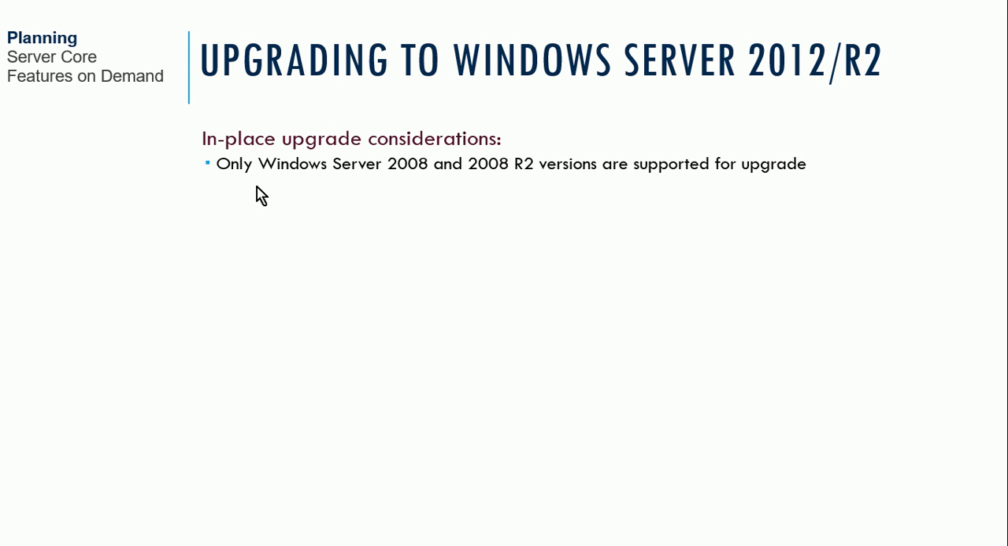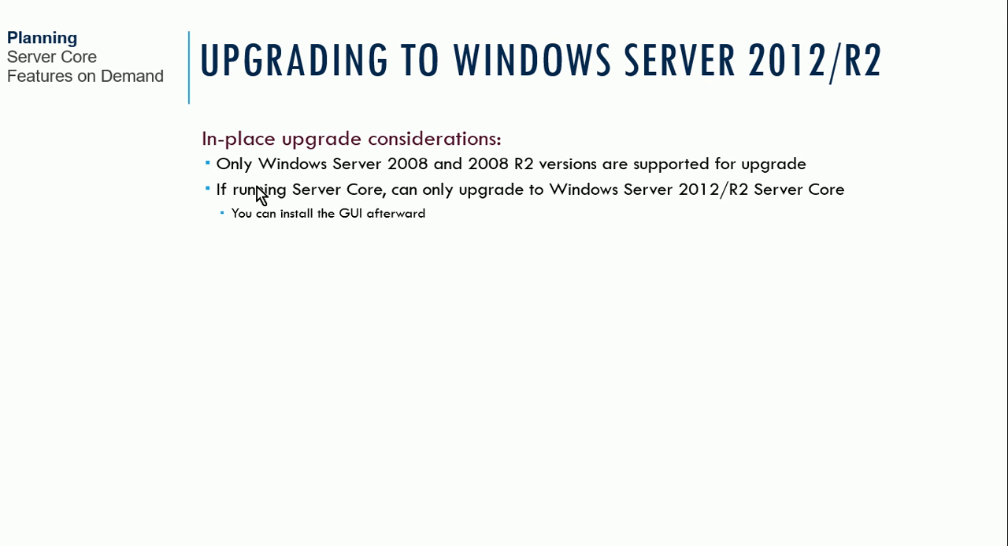For an in-place upgrade, only Windows Server 2008 and 2008 R2 can be upgraded to 2012. So if you're running 2003, you will not be able to directly upgrade from 2003 to 2012, and likewise from 2000 or from NT. Theoretically, if you were running Windows NT, you could upgrade NT to 2000, then 2000 to 2003, then 2003 to 2008, and so forth till you land on 2012. Theoretically, that should work, but it's an awful long process. So it may be just easier to install from scratch.